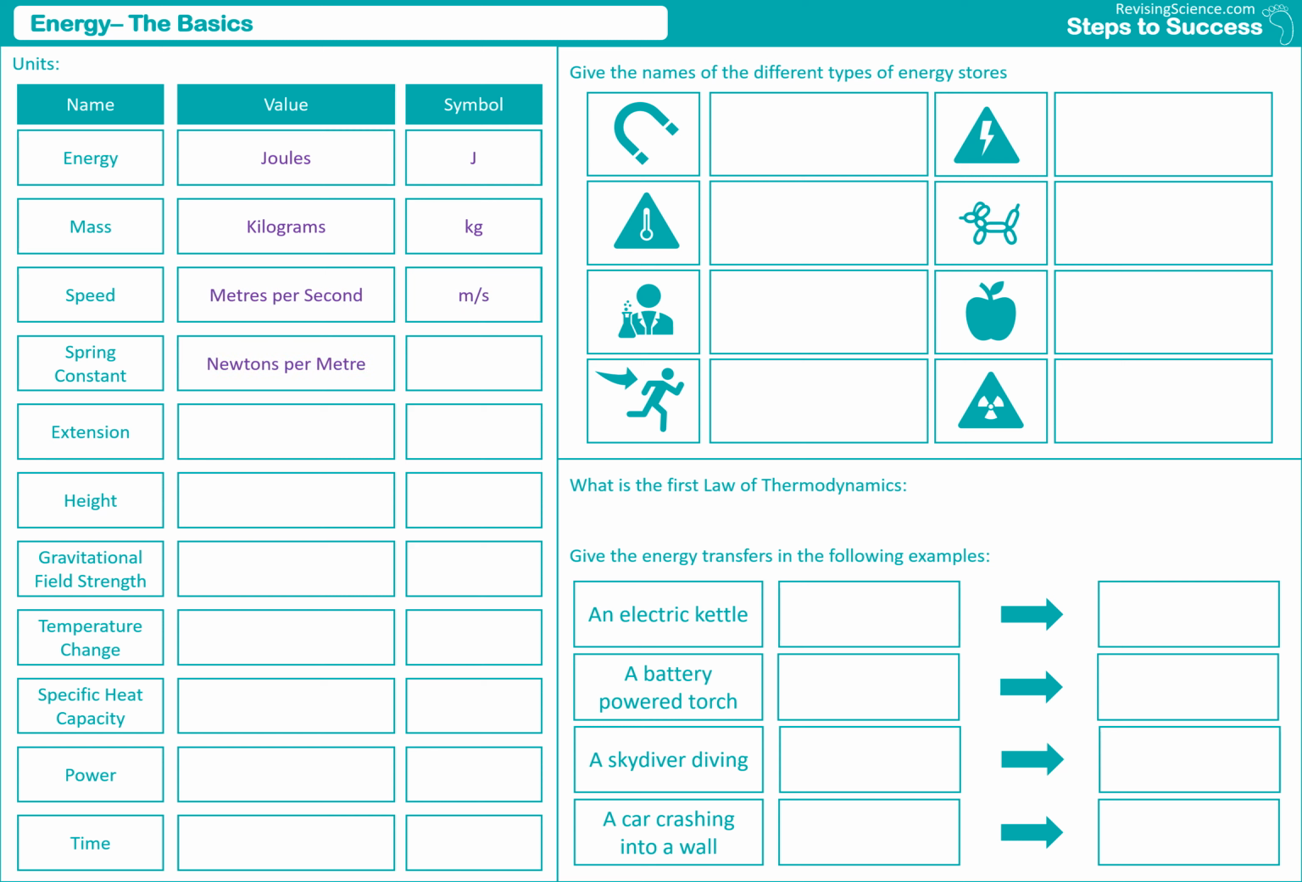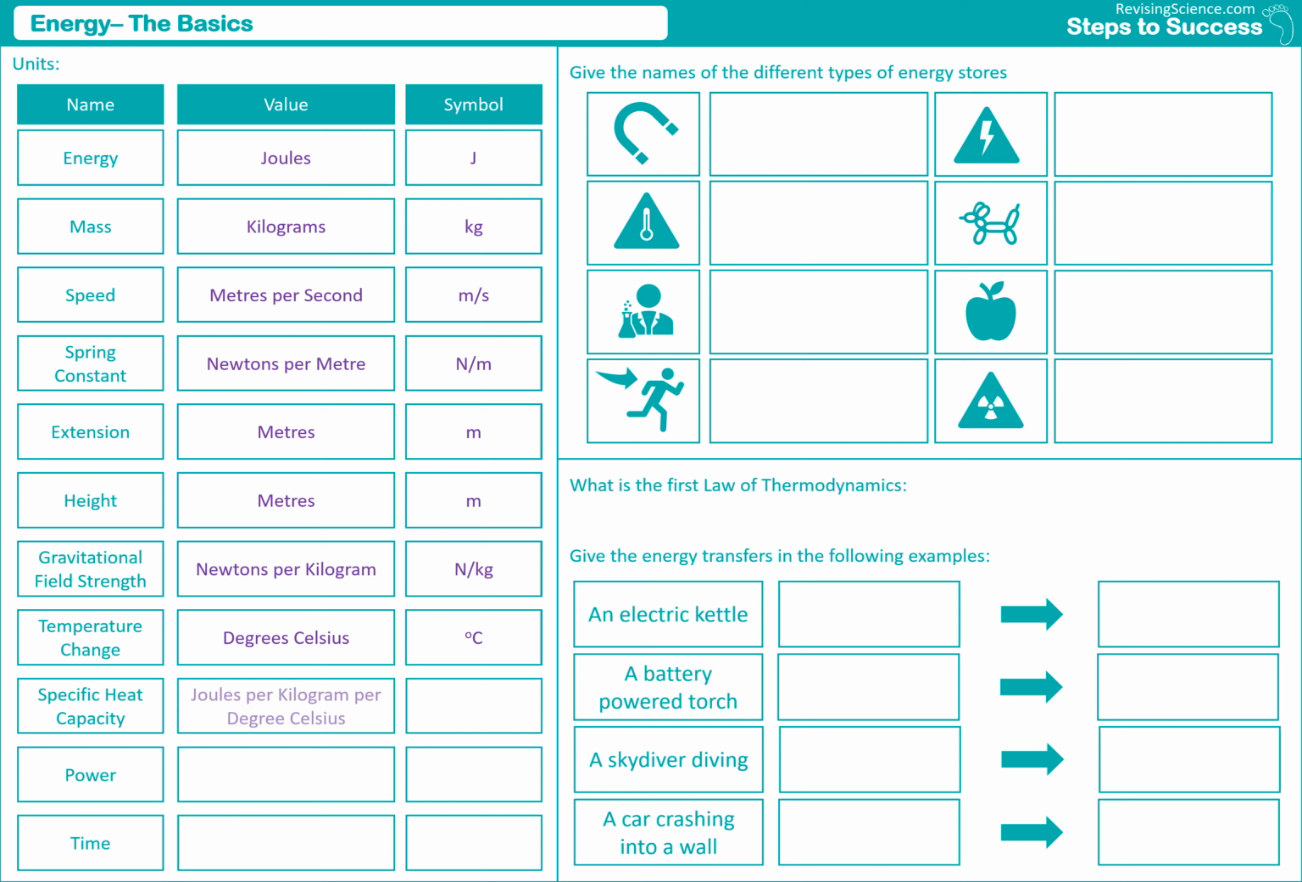The spring constant is newtons per meter, and that's N/m. Extension is standardly measured in meters, and again is m. Height also in meters, with the symbol m. Gravitational field strength is measured in newtons per kilogram, N/kg. Temperature change is measured in degrees Celsius.